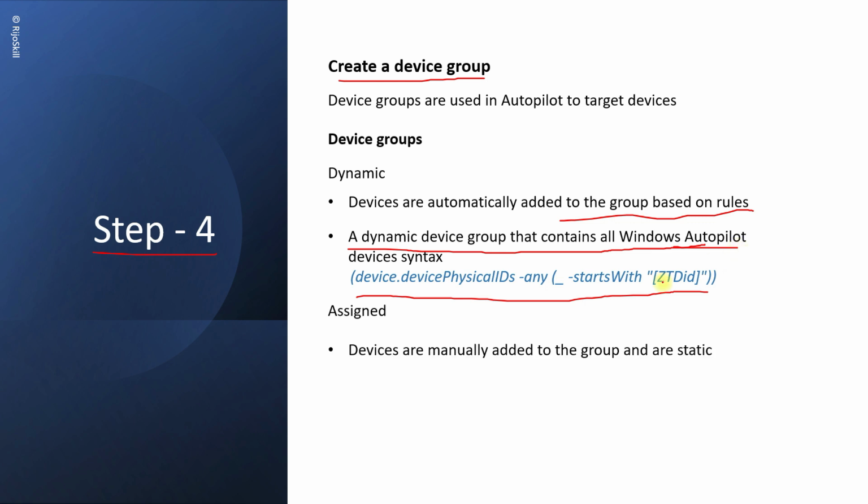The next method we can use for the device group is assigned. Assigned means devices are manually added to the group, and assigned is static, which means we need to add manually. Dynamic means it's automatically added, depending on whatever syntax or rule we assign for the dynamic. So next we will go for our step 4.